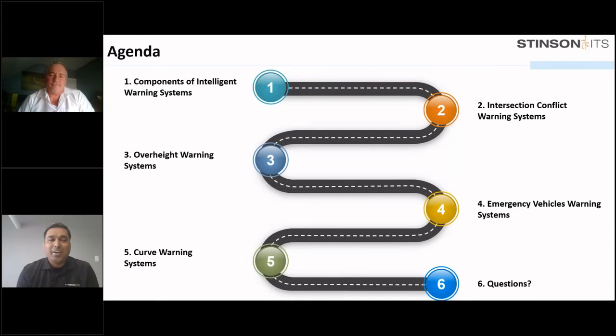So the agenda for today is very simple. We'll first talk about what makes intelligent warning systems intelligent, and then we'll cover 4 different intelligent warning systems, starting with intersection conflict warning system, overheight warning system, emergency vehicles warning system, and curve warning systems. And finally, we'll take questions from all of you. We request you to ask your questions in the questions window, not the chat window, during the presentation, and we'll answer them at the end of the webinar.